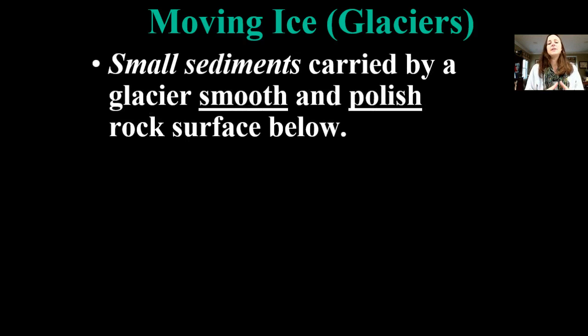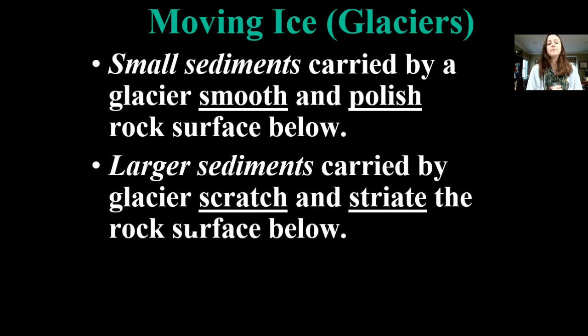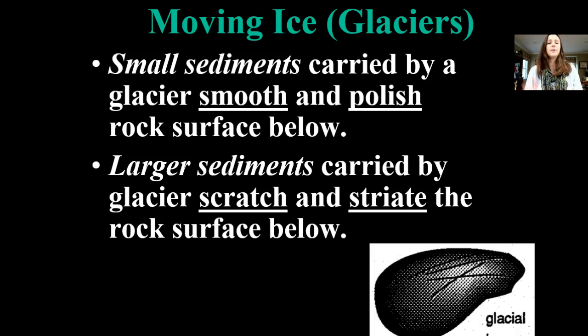Now, small sediments are carried by a glacier. And what will happen then is they actually rub against the ground rock surface below it, and it will smooth and polish that rock surface below it. Larger sediments get picked up and carried in the glacier, and so those will scratch or striate the rock surface below. So actually, moving ice and glaciers can pick up many sized sediments and carry them along. It can smooth and polish or scratch and striate the rock surfaces below.